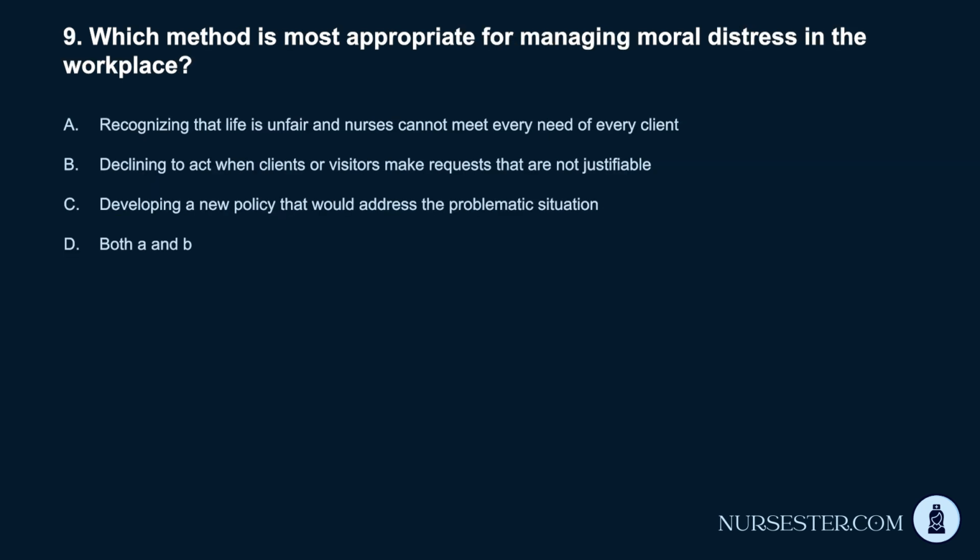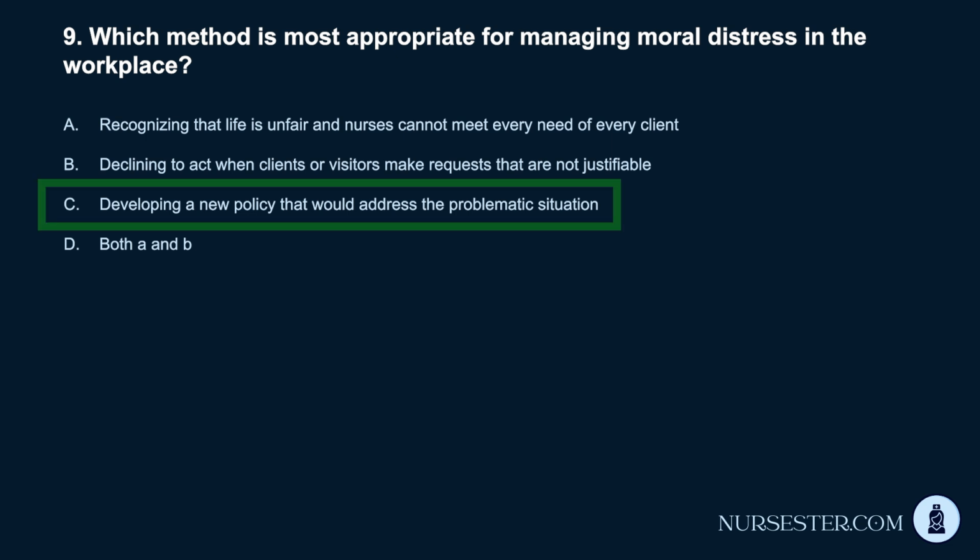9. Which method is most appropriate for managing moral distress in the workplace? A. Recognizing that life is unfair and nurses cannot meet every need of every client. B. Declining to act when clients or visitors make requests that are not justifiable. C. Developing a new policy that would address the problematic situation. D. Both A and B.